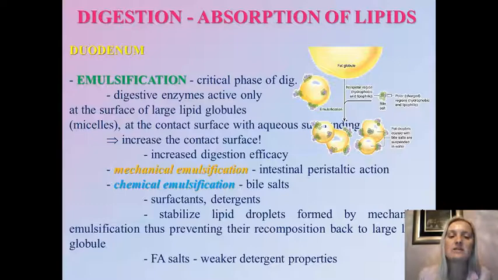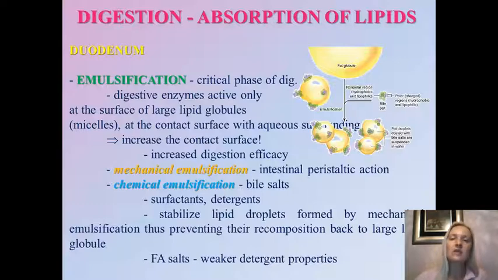The first one is mechanical emulsification, which is completed by the intestinal peristaltic actions. So there is peristalsis of our intestine, and it's mixing the content of the duodenum. You know that even from elementary school, when you're mixing a mixture of water and oil, you're going to break apart those huge fat globules into a large number of fine oily droplets.